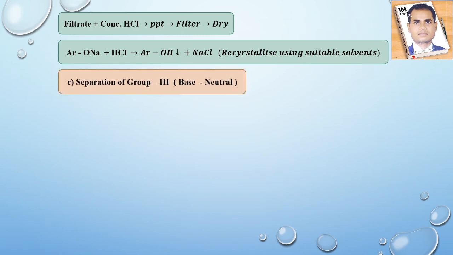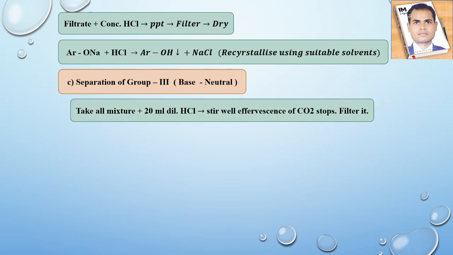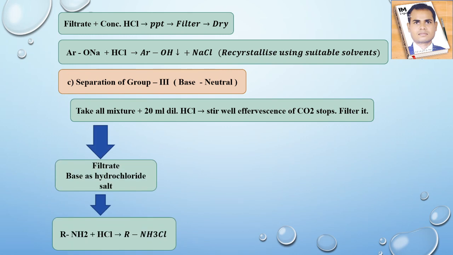Now, separation of the third group. In that, the base or neutral will be there. Again we take all the mixture and add dilute HCl and stir well until the effervescence of CO2 stops, and filter again. So the filtrate contains the base as hydrochloride salt.